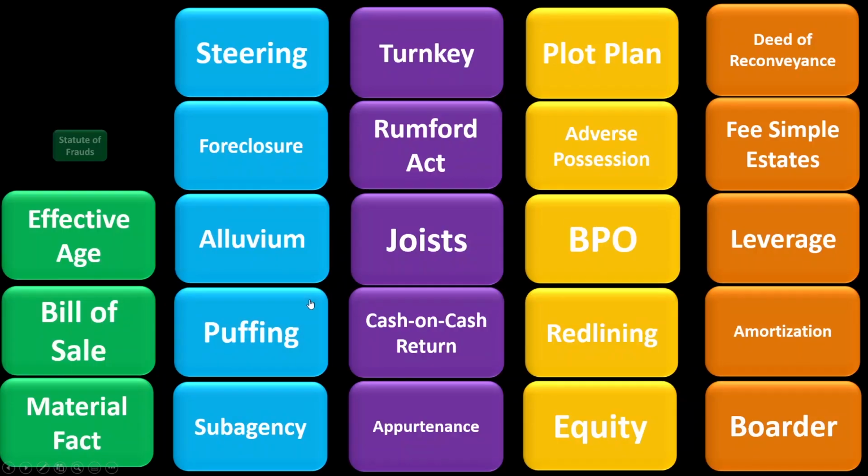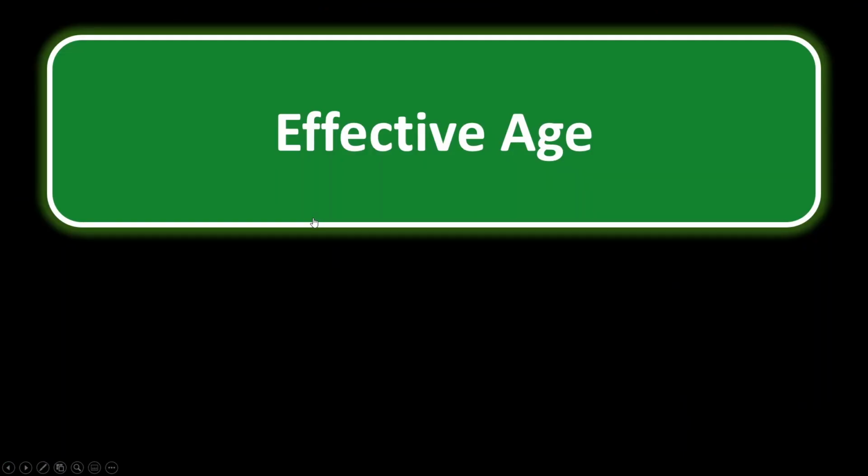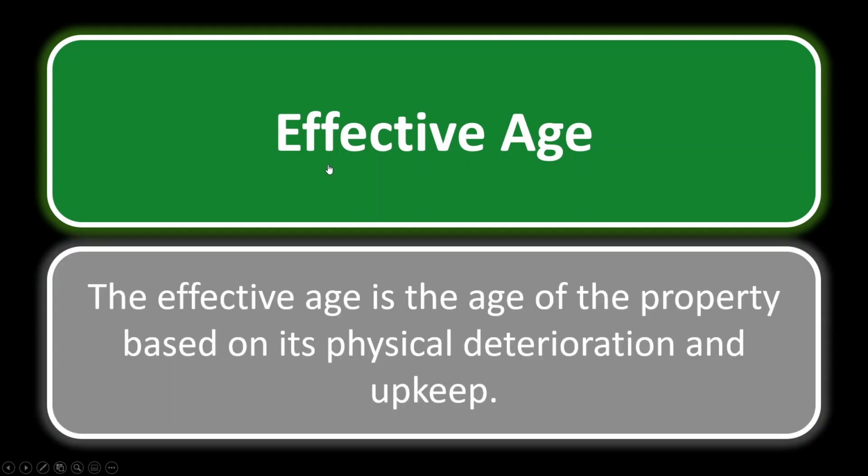Effective age. With effective age, you should be thinking of effective versus actual age. What's the difference? Well, actual age is, for instance, a property from when it was built to the day right now, so how long it's actually been standing. Whereas the effective age is the age of the property based on its physical deterioration and upkeep, so what it looks like based on how it's been maintained. It could be younger than its actual age, or it could be older than its actual age, depending on the upkeep.